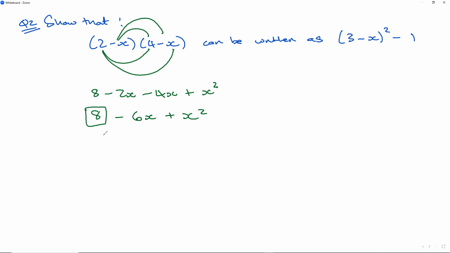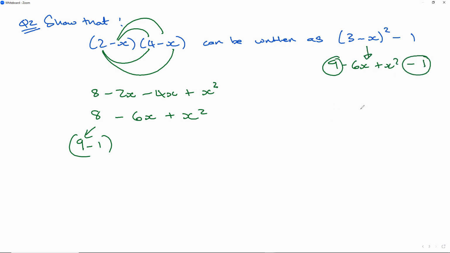If I take 8 over here and I try and get -1 out of there, how would I do that? I can change this into 9 minus 1. In particular, I chose 9 because I could actually square this out. Maybe I should just square this out. This will become 9 minus 6x plus x squared minus 1. And you can see that 9 minus 1 becomes 8. And there's the -6x and x squared over there.